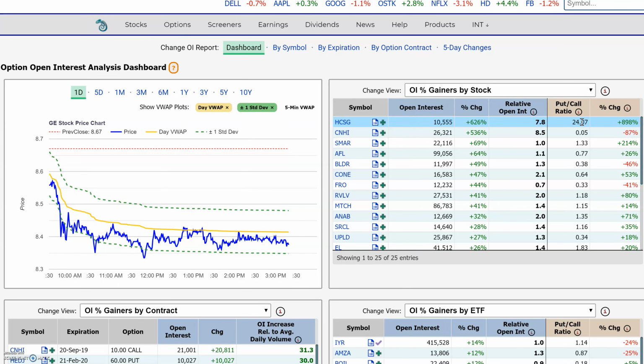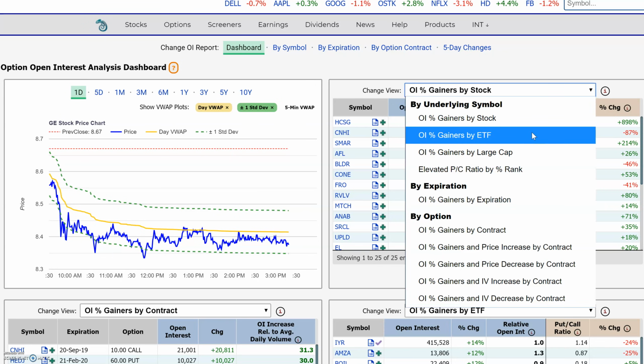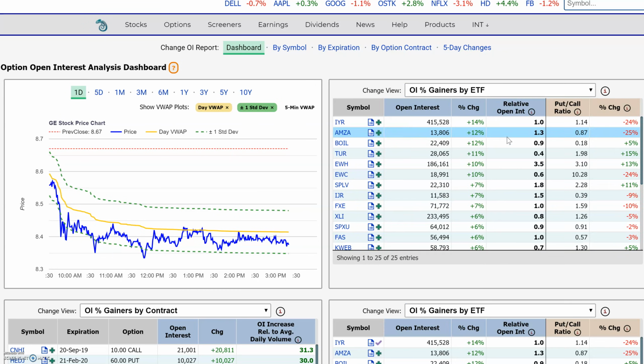Also over here, you could look at the new put-call ratio and how that put-call ratio changed overnight. So here we see that there was a big increase in the puts relative to the calls in that open interest. Then over here, we could also change it to see the same thing by ETF. This way you have all the different ETFs where their open interest had a big increase.